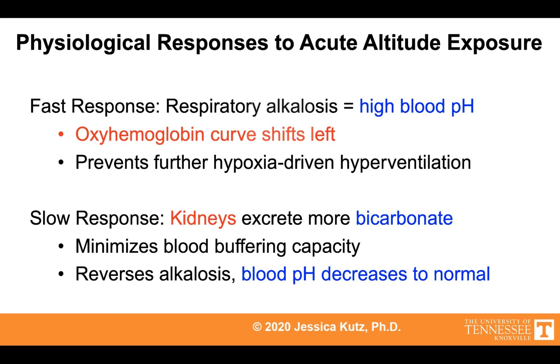We do have a slower response that starts to kick in a couple days after exposure to high altitude, and that's actually going to come from the kidneys. And our kidneys are actually going to excrete more bicarbonate in this case. And now that will minimize the blood buffering capacity of our blood, because normally bicarbonate is going to bind those hydrogen ions, and it's going to be how we're transporting those hydrogens out of the blood. But this is going to allow us to reverse that alkalosis and return our blood to a much more normal pH. So our kidneys are really important for this longer, slower response to altitude exposure in maintaining blood pH.